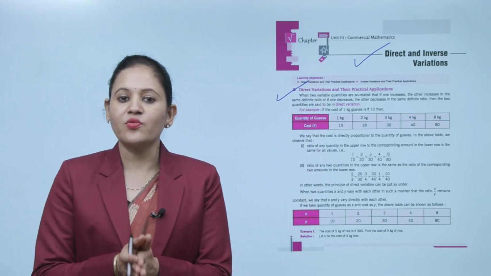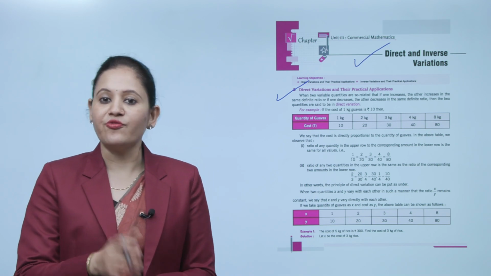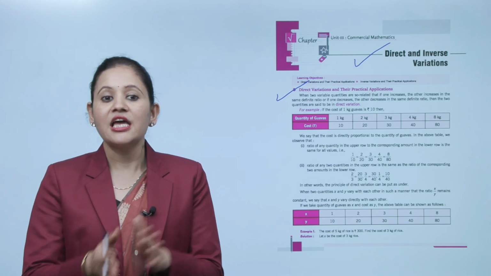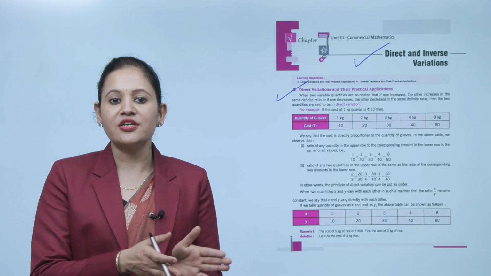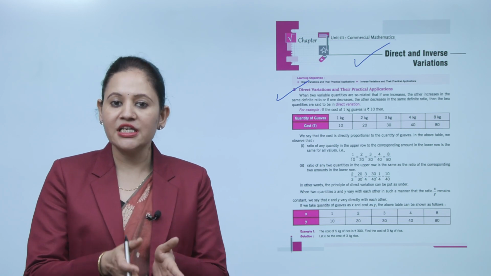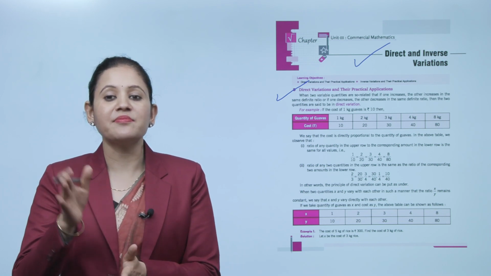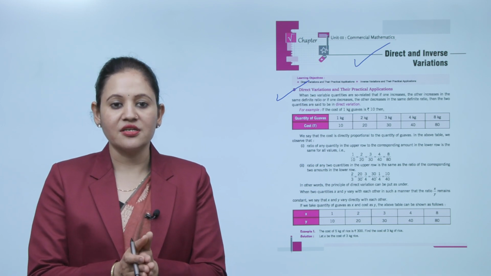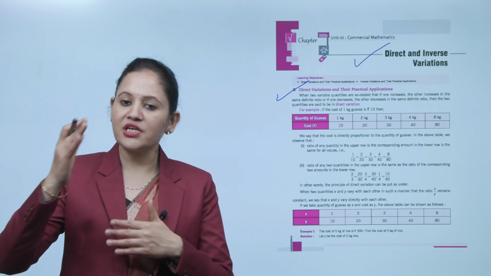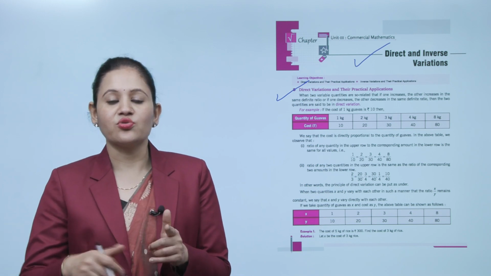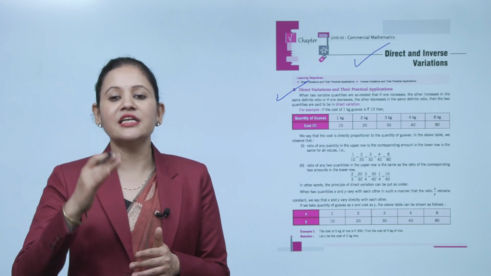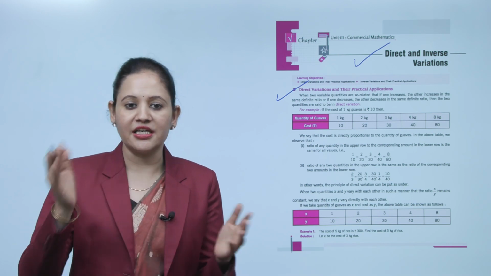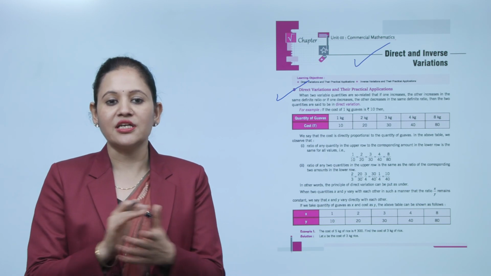When two variable quantities are so related that if one increases, the other will increase in the same definite ratio, or if one decreases, the other will decrease in the same definite ratio, then the two quantities are said to be in direct variation. In direct variation, if one quantity increases in the same ratio, the other will increase. If one decreases in the same ratio, the other will decrease. So they are said to be in direct variation.